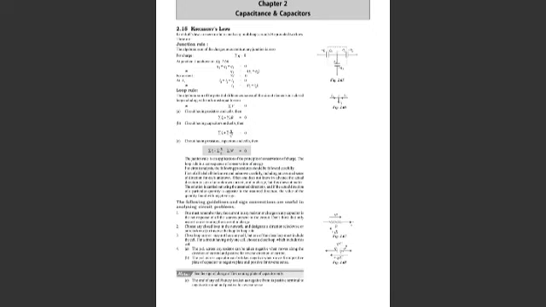Loop rule: the algebraic sum of the potential differences across all the circuit elements in a closed loop, including EMFs, must equal zero. For a circuit having resistors and cells, the sum of iR plus E equals zero. For a circuit having capacitors and cells, the sum of q/C plus E equals zero. For a circuit having resistors, capacitors and cells, the sum of q/C plus iR plus E equals zero.